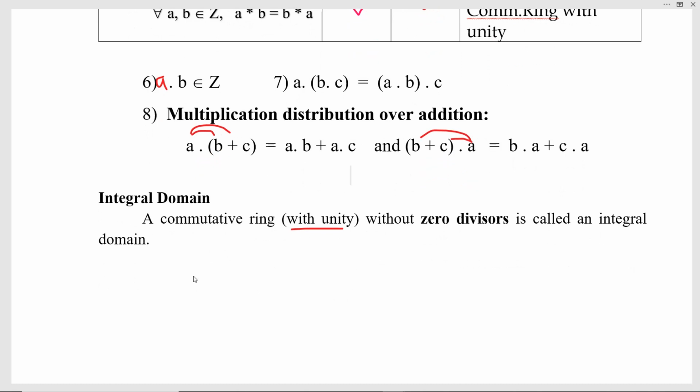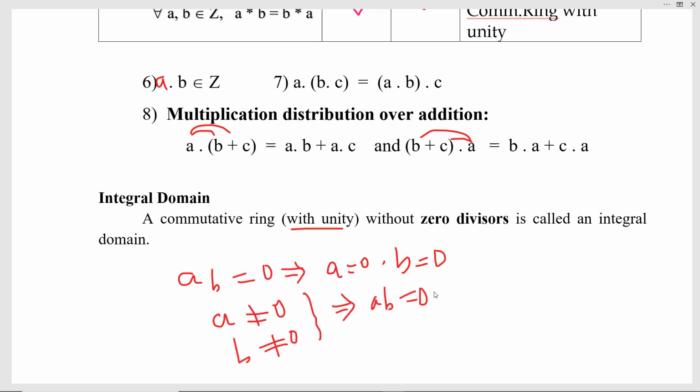So what is a zero divisor? In general we know the product of two numbers equal to 0. I consider this as two numbers, a into b equal to 0. So what we can say: either a equal to 0 or b equal to 0 or both can be 0, right? This is usually what we see in real numbers or any numbers, integers also. Suppose a not equal to 0 and b not equal to 0, and a b equal to 0, then a and b are called zero divisors.